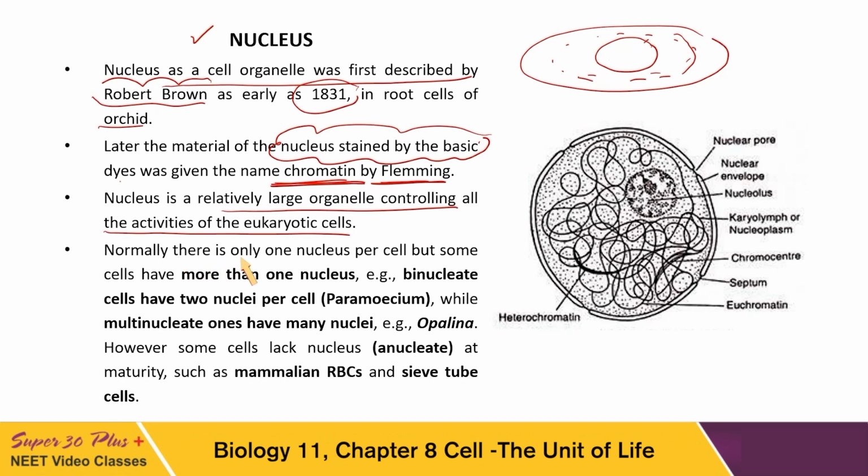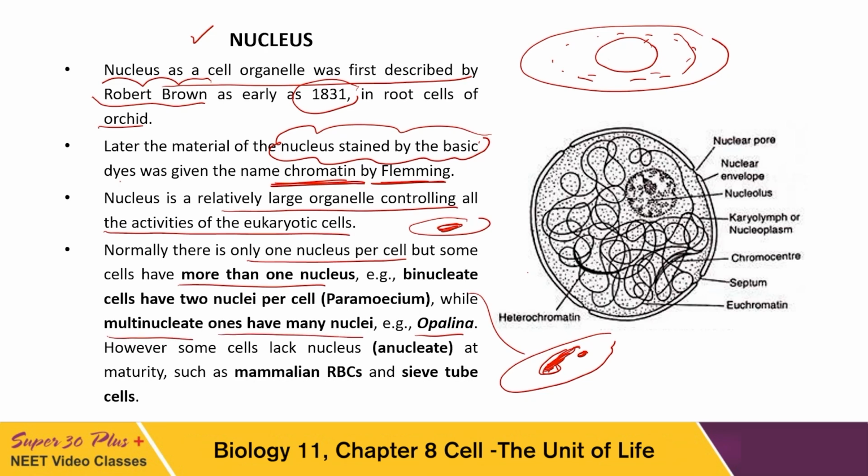Usually there is only one nucleus per cell. This is one nucleus per cell, but sometimes cells have more than one nucleus. Binucleate, with two nuclei, is seen in Paramecium. Paramecium has two nuclei, one larger and one smaller, the macronucleus and micronucleus. In Opalina we have many nuclei, multinucleate, having more than one nucleus. It is very important.